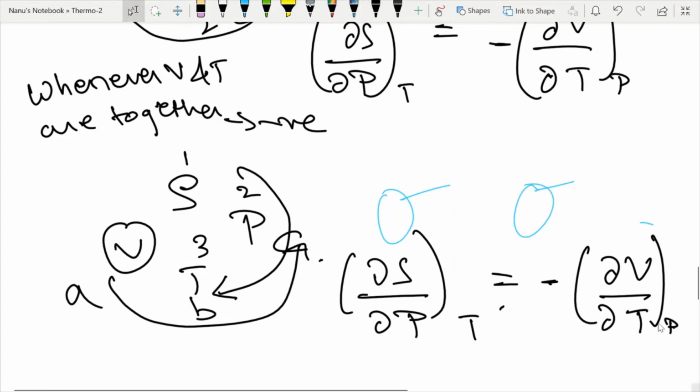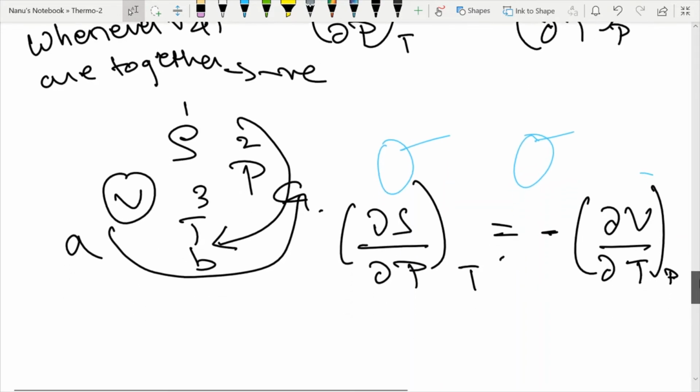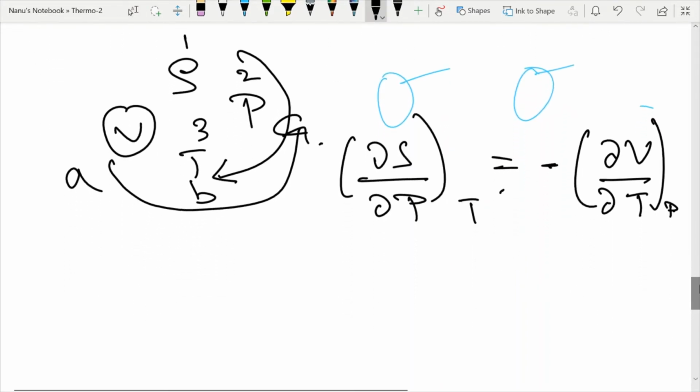And why the negative sign? Because V and T are together. So using this part, I'm going to do the other circles as well. And how will I do that? Let me take a different color.